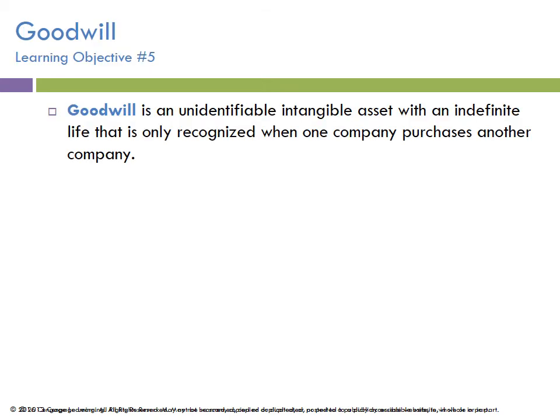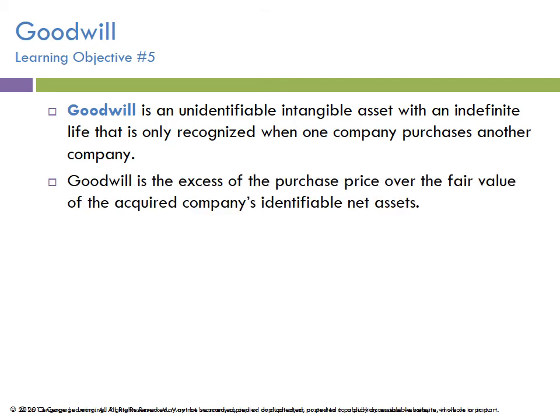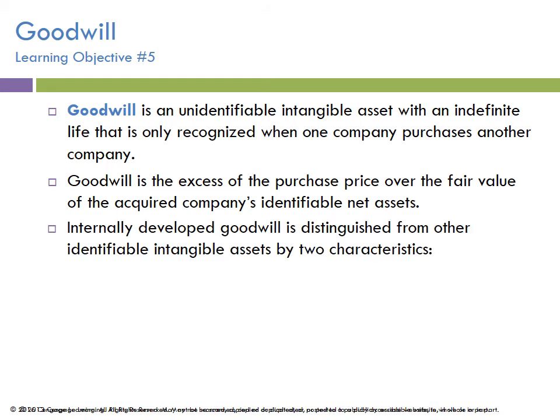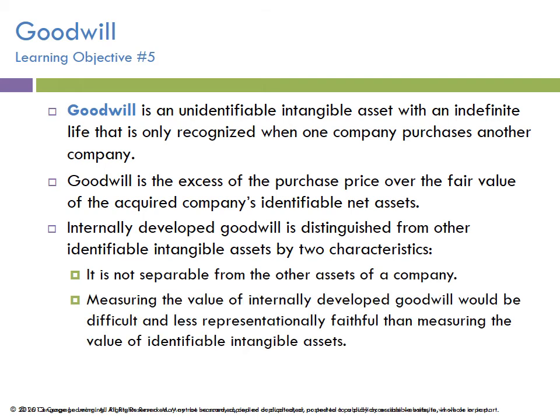Goodwill. Remember, we said goodwill is an unidentified intangible asset with an indefinite life that is only recognized when one company purchases another company. Where does it result from? It's when the purchase price is above the fair value of the identifiable net assets. Internally developed goodwill is distinguished from other identifiable intangible assets by two characteristics. It is not separated from other assets of a company, and measuring the value of it is beyond difficult.